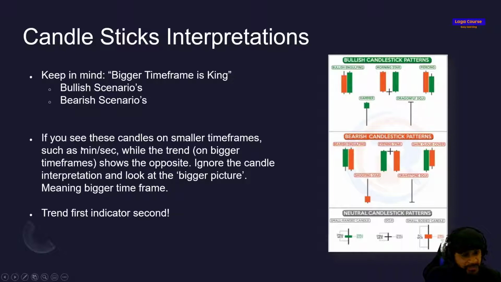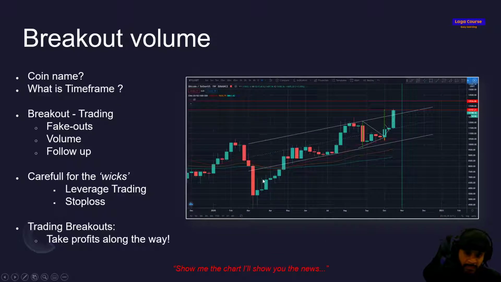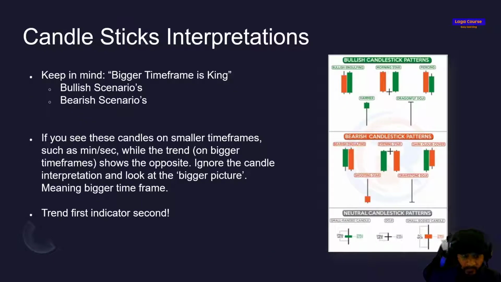If you see these candles on smaller time frames, such as minutes or seconds, while the trend on bigger time frames shows the opposite, ignore the candle interpretation and look at the bigger picture, meaning the bigger time frame. The trend first, indicators second. The trend is basically this. You can see and spot the trend when you look at the charts on the longer time frame. Longer time frame is king. The trend is your friend until the end, and then you look at the indicators.